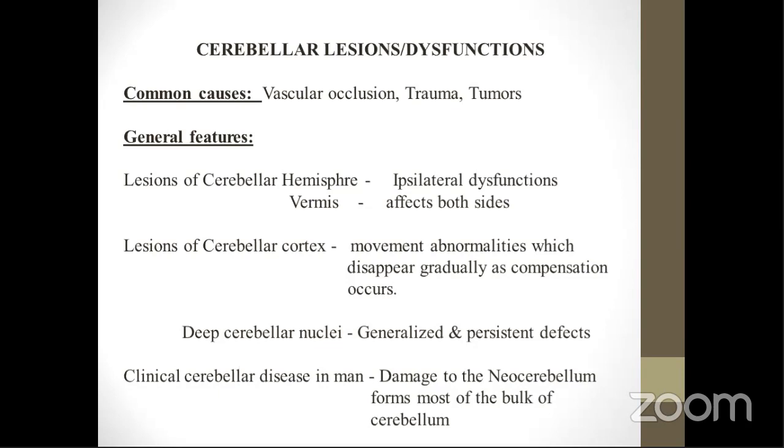If the lesions are in the cerebellar cortex, then there is a movement abnormality which disappears gradually as compensation occurs. So after the treatment, you can have the abnormality corrected. But if there is a deep cerebellar nuclear lesion, then generalized and persistent defects are there. The clinical cerebellar disease in man is most commonly damage to the neocerebellum, which forms most of the bulk of the cerebellum. If this neocerebellum is damaged, we can see various types of disorders.